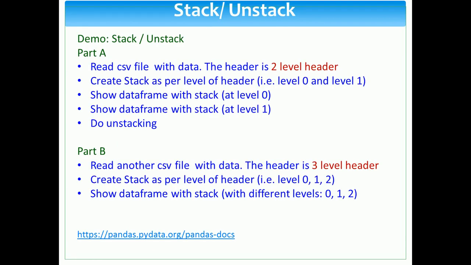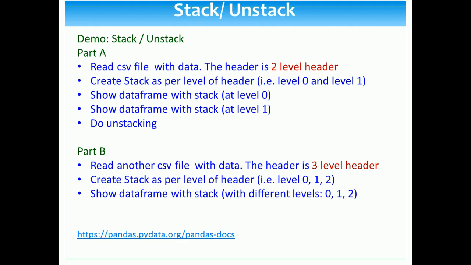As a part of the demonstration, we are going to do the demo of stack and unstack. We have divided this demo into parts. In part A, we are going to read a CSV file with the data, which has a two-level header that I have shown you. Then you create the stack as per the level of header, that means level 0 and level 1. Then you show the data frame with stack at level 0. Then you show the data frame with stack at level 1. Then you do the unstacking.